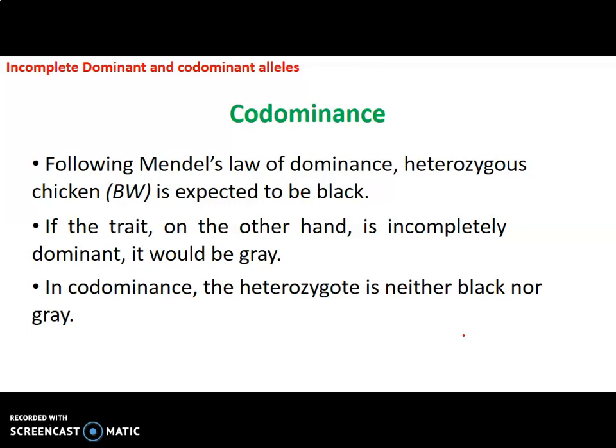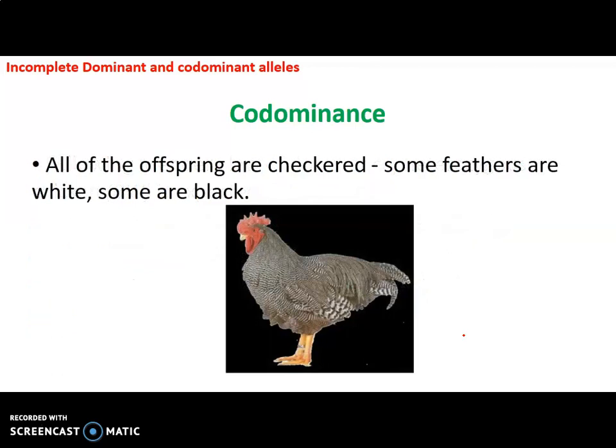If it's incomplete dominance, definitely it will be a gray color, a mixture of white and black. But in codominance, it will be neither black nor white. It will be a mixture of both. A checkered color will be produced in which you will see spots of white and spots of black. This is what happens in some spotted sheep that you see, where you see a display of the two colors. It is a codominance pattern of inheritance.